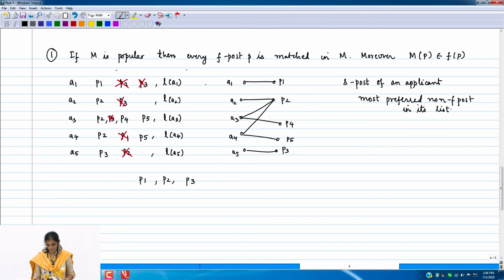The last resort post may not always come into the picture, because as we see, A3 doesn't even care about its last resort post. For example, A3's S post is its true post, which is P4. A4's S post is P5, but A5's S post is L of A5. So now S posts exist, and for some applicants they may be the last resorts, and for some applicants they may be true posts that were in their preferences. Okay, good.